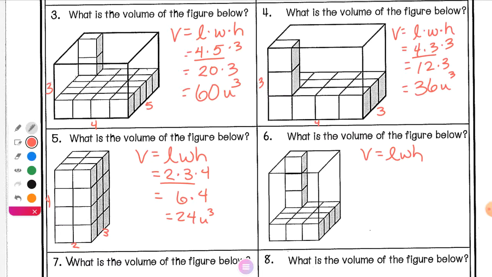Next one, Leo, substitute in my values. Check these as we go, guys. If you miss something, fix it. 4 times 3 times 4. Okay, 4 times 3 times 4. I agree. 4 times 3 is 12. Times 4 is what? Tatum, what's 12 times 4? 48 cubic units. Questions on those 4?